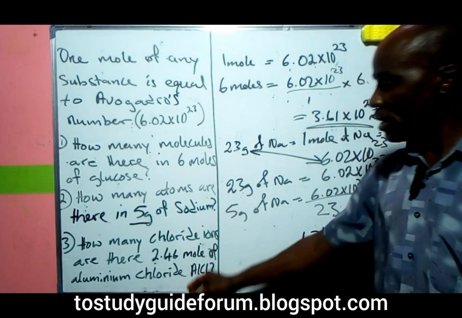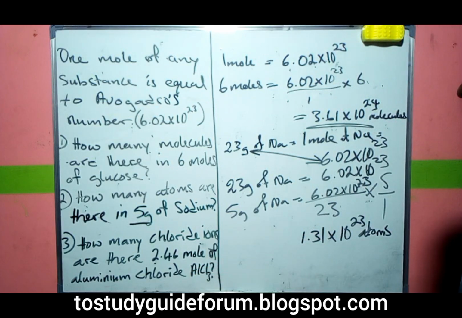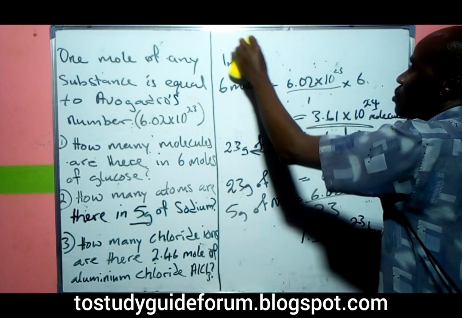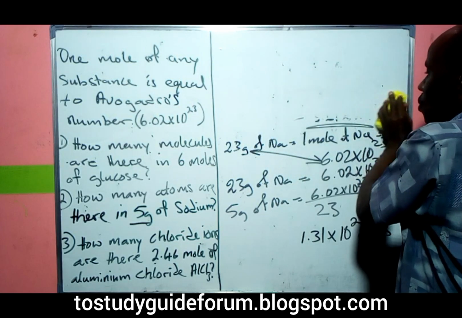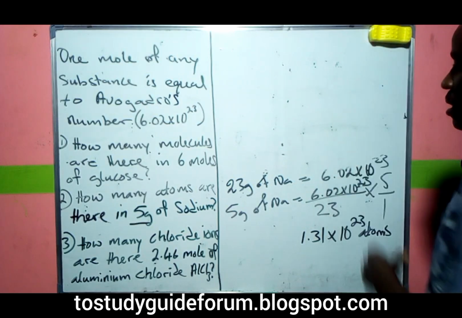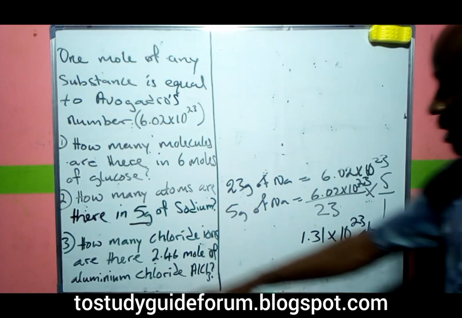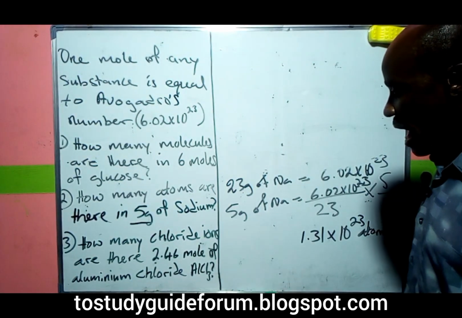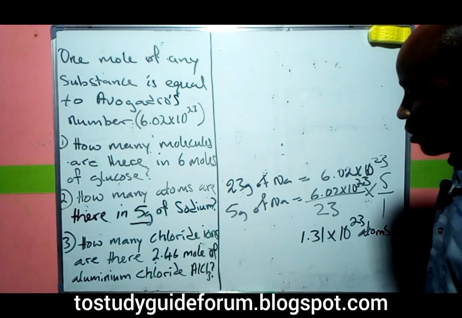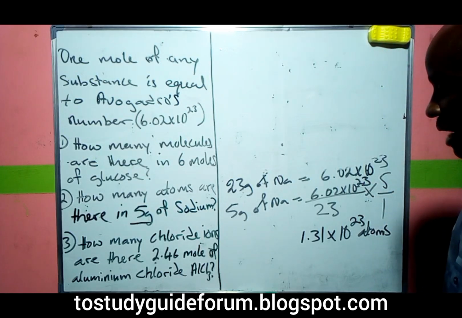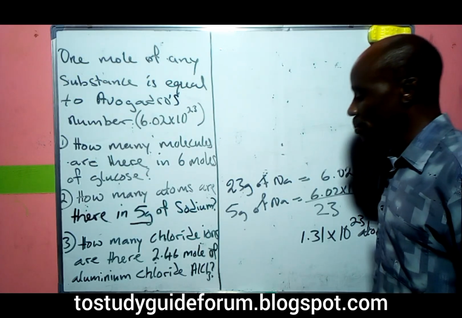And then we are going to the last one. The last one seems a bit complex compared to what we have been doing so far, so we are going to be taking care of that now. In this question, it says: how many chloride ions are there in 2.46 moles of aluminium chloride?